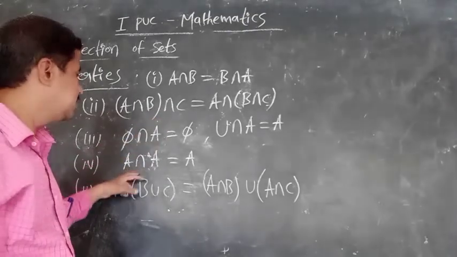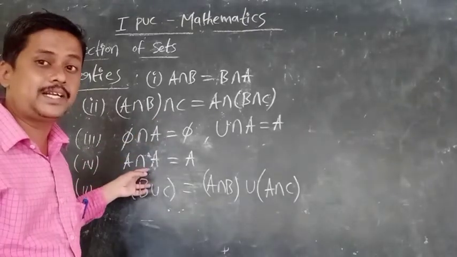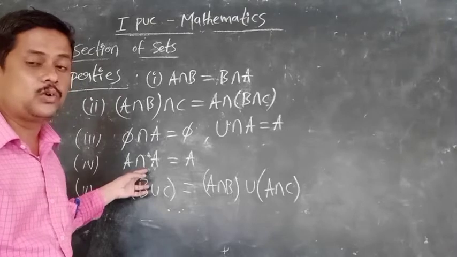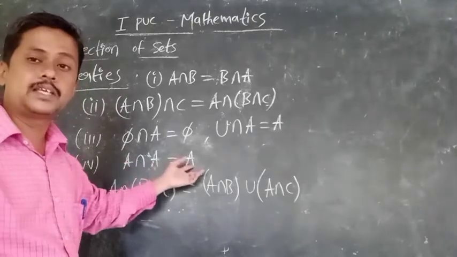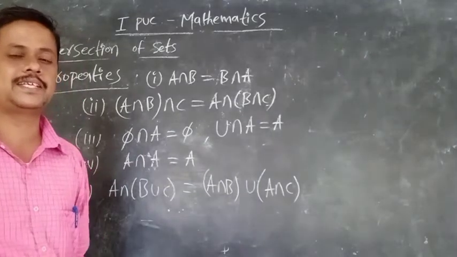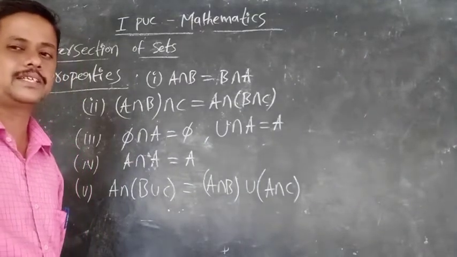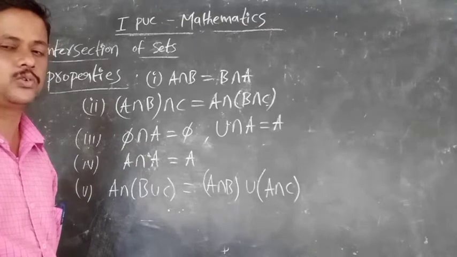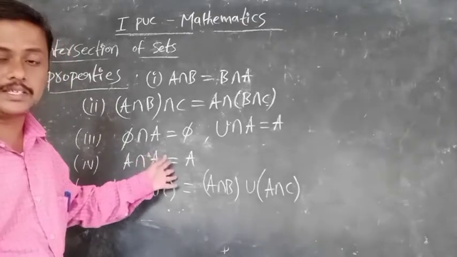Okay, next this is the idempotent law, already told in union also. A union A is equal to A. Same property: A intersection A is equal to A. So this property is the idempotent law.